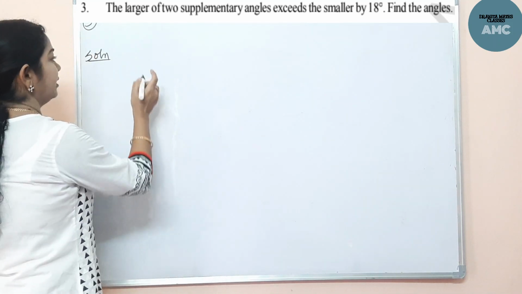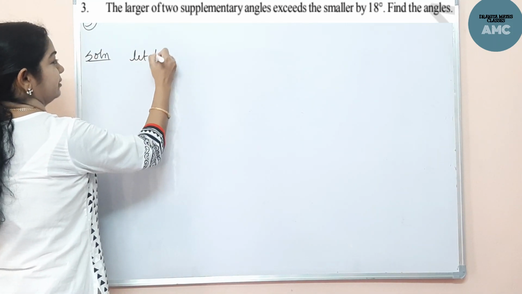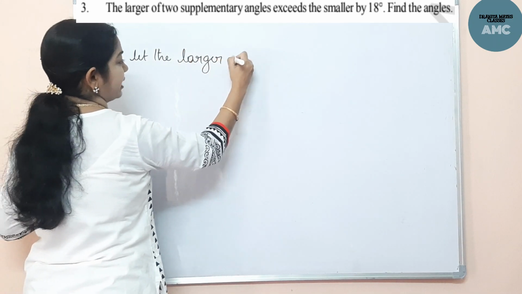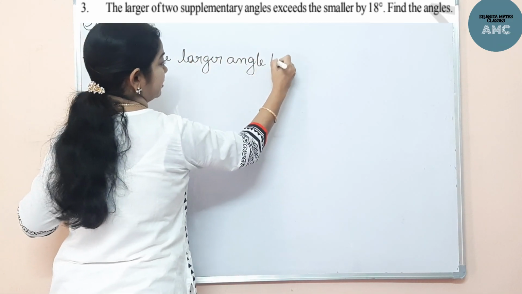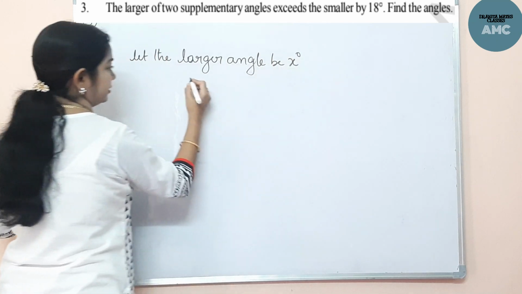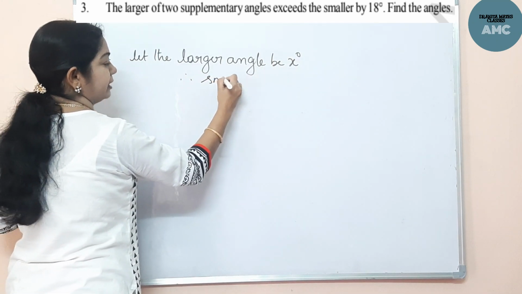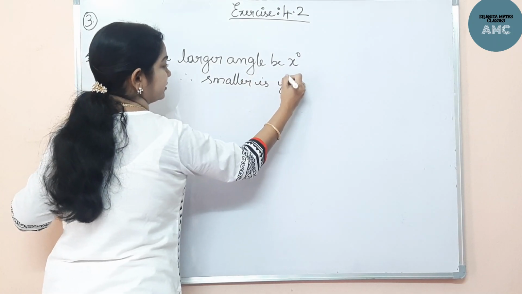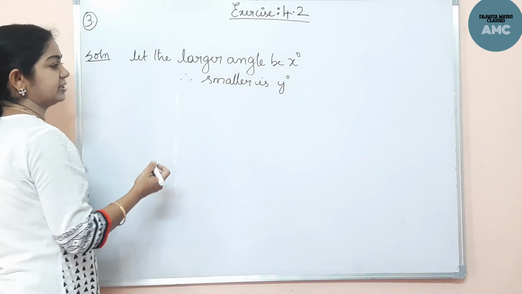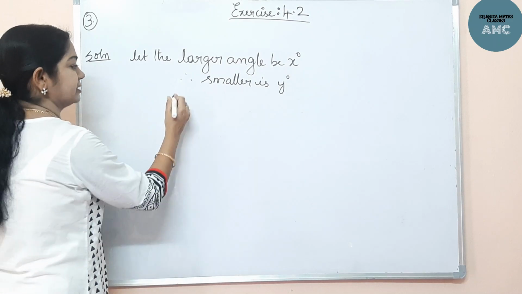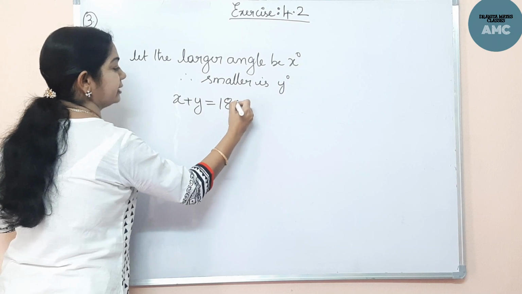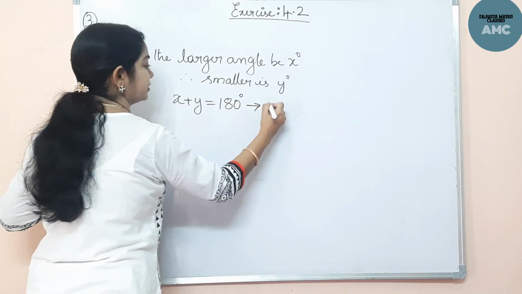Now here given, let one be larger and one smaller, isn't it? Let the larger angle be x degrees. Therefore, the smaller is y degrees. Now, the given condition is that they are supplementary. That means x plus y equal to 180 degrees. We know this condition. This is our equation 1.